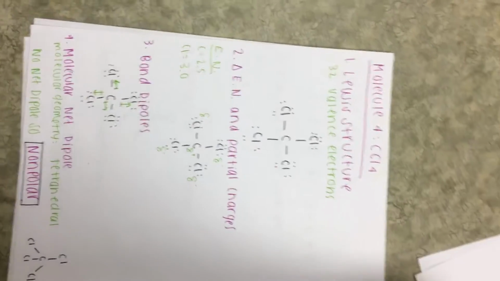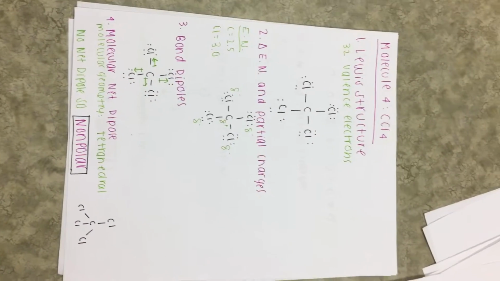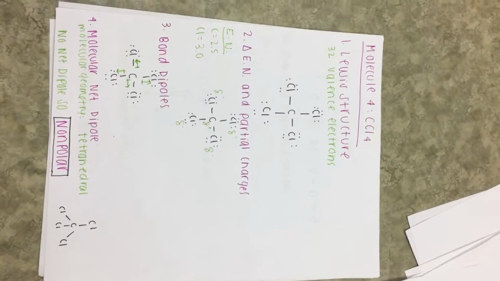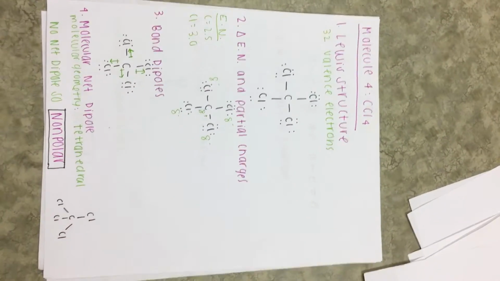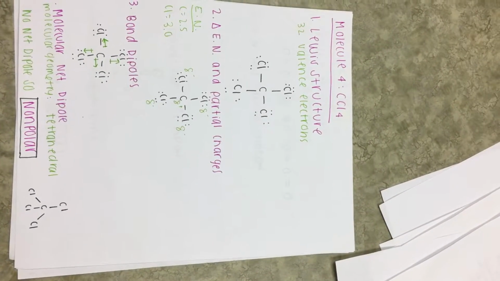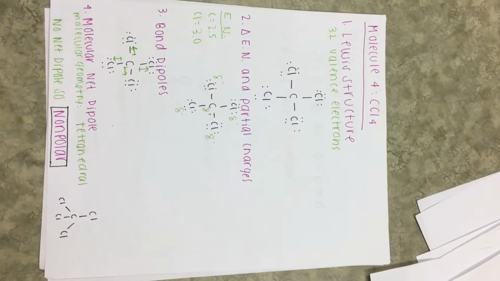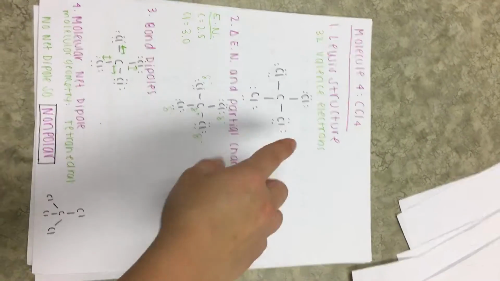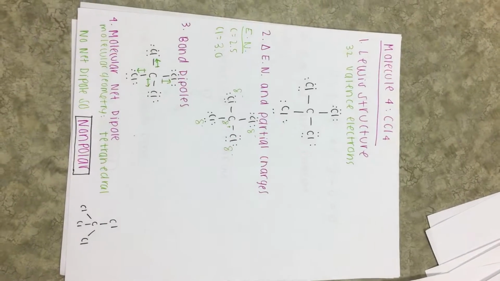Now we will look to see if CCl4 is polar or nonpolar. There is a total of 32 valence electrons. Placing valence electrons on the outside atoms first, we have to make sure each atom has an octet. We have used all 32 electrons and the central atom C also has an octet. Now let's look at the bond dipole.